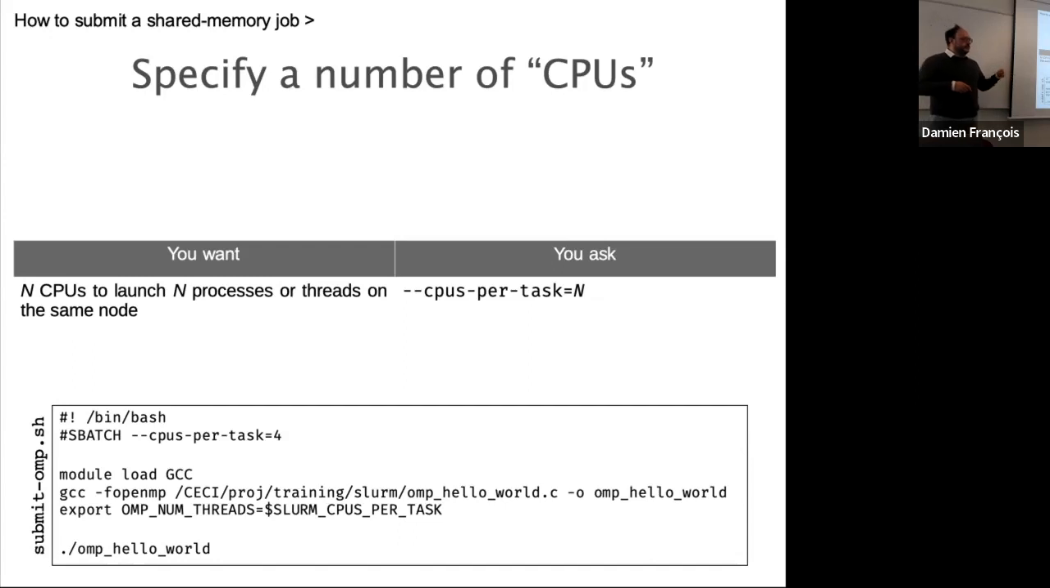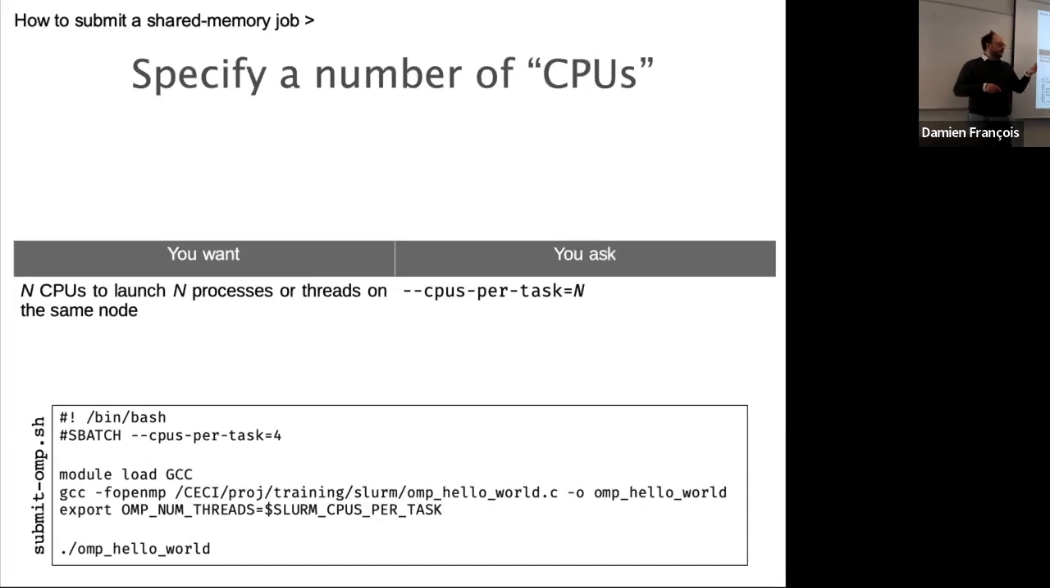This is typically used with OpenMP or pthreads, if that talks to you. So programs that can use multiple cores on the same machine, not on multiple machines, but on the same machine. And here you see that I'm requesting 4 CPUs per task. And this will have the effect that all the CPUs that Slurm will give me will be on the same node. That's the main difference between tasks.